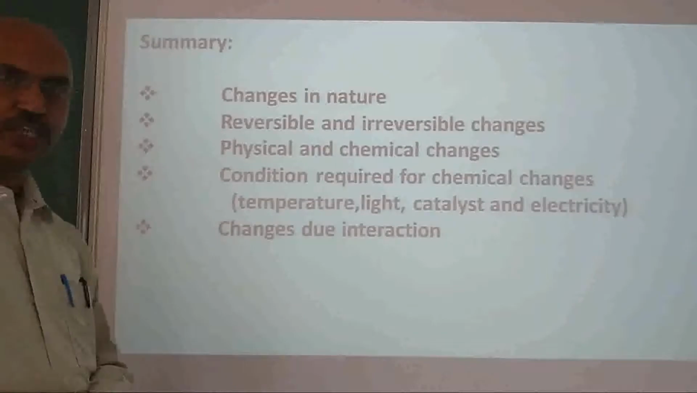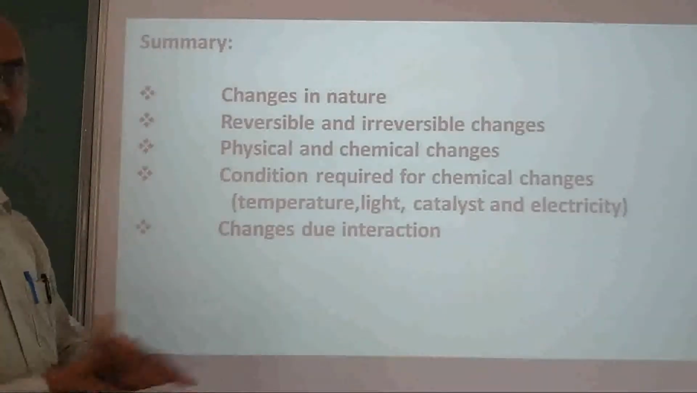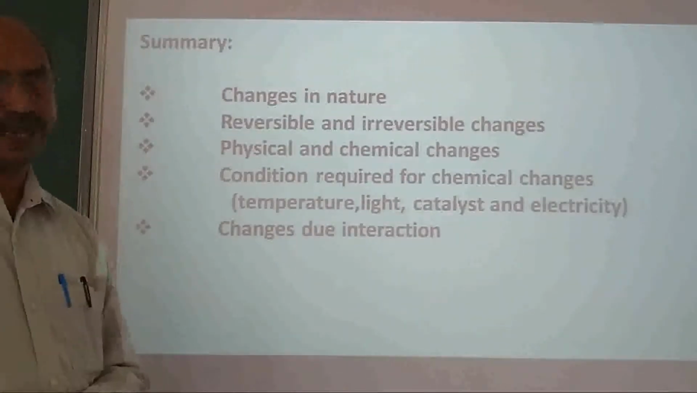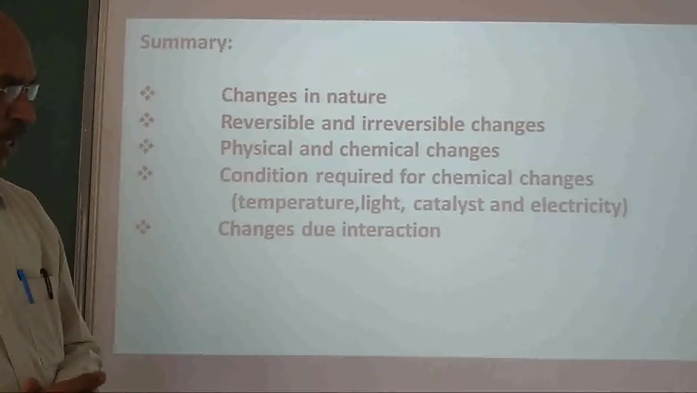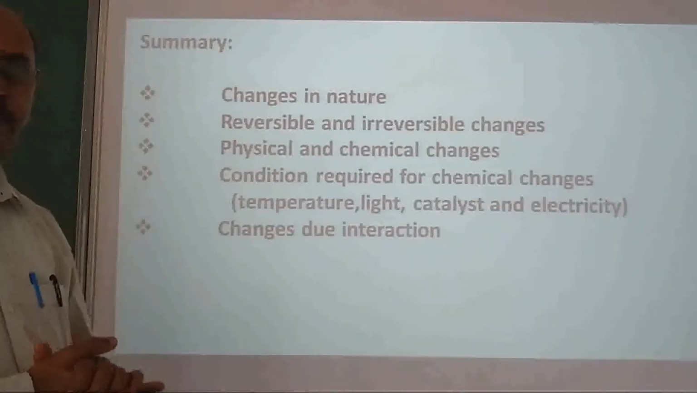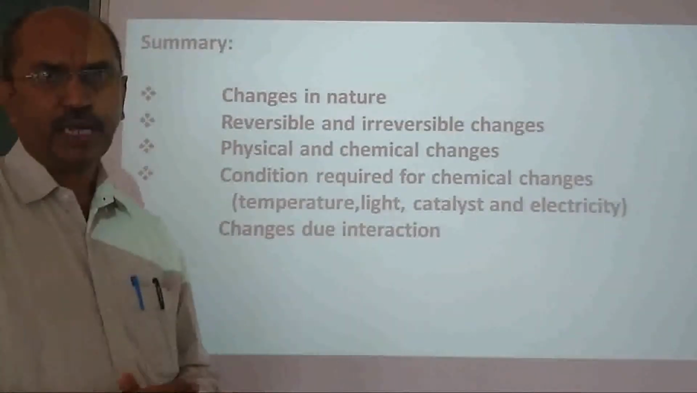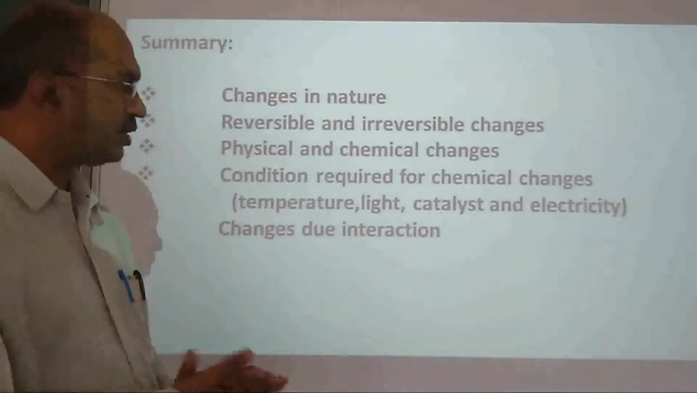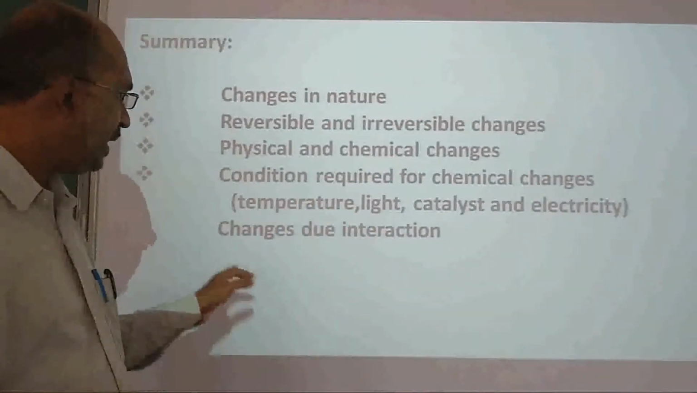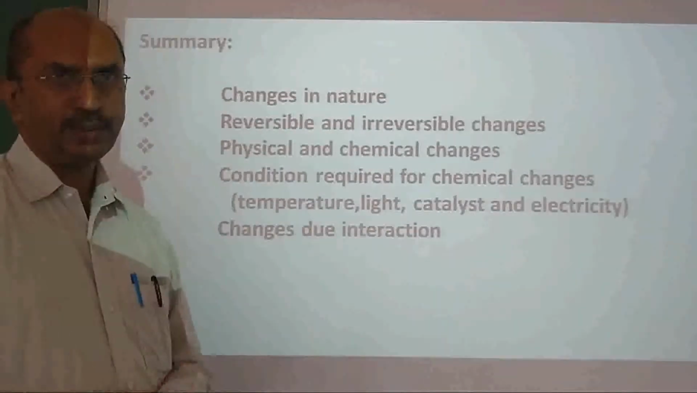Changes due to interaction. When two substances come in contact, changes will happen. It may be dissolving of salt in water or rusting of iron. When we keep iron for some time, it reacts with oxygen in the moist air and produces a new substance called rust. So this is due to interaction between the two substances. So this is about this chapter.